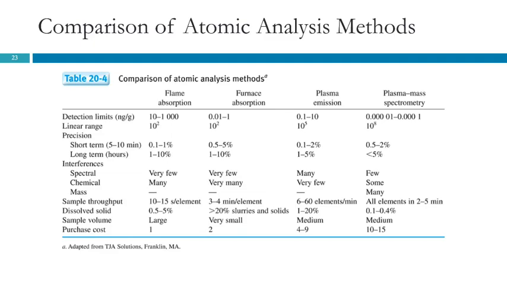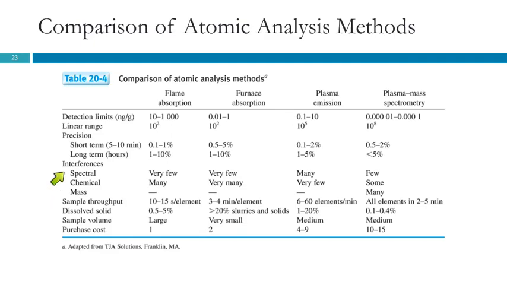So this is an interesting summary of these different methods. So we're looking at the flame absorption, furnace absorption, plasma emission, and then the plasma mass spec, looking at the different detection limits, and we see that the plasma mass spec is by far the lowest detection limit. Linear range, plasma mass spec wins again. Precision is measured in the short term and in the long term. Instruments tend to drift, right?